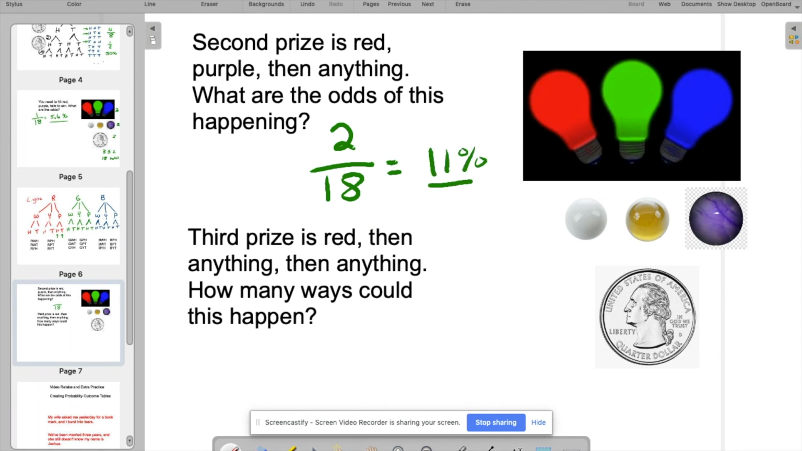So a little bit more likely. So if you don't get first prize, second prize, you get about 11% chance. So not great, but definitely not horrible. Okay, so red, then purple, then anything.